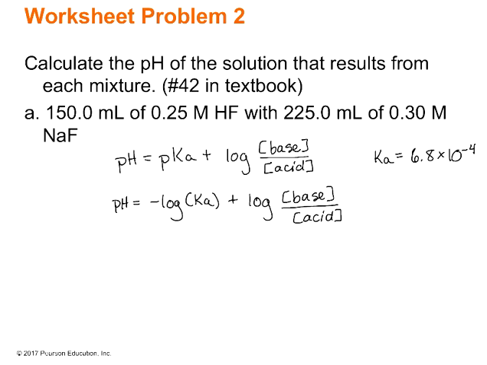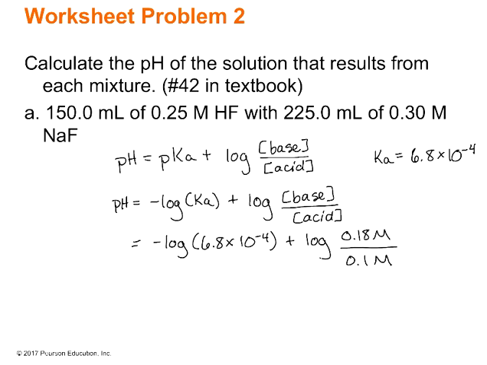Okay, so now we can solve for the pH. I'm just going to plug in the Ka value, and I'm going to plug in those concentrations. So remember that the base was sodium fluoride, and that had a concentration of 0.18 moles per liter. And then the acid was hydrofluoric acid, and that had a concentration of 0.1 moles per liter.